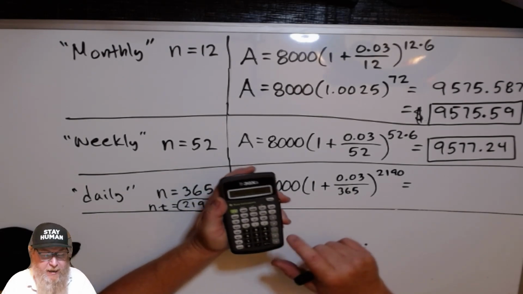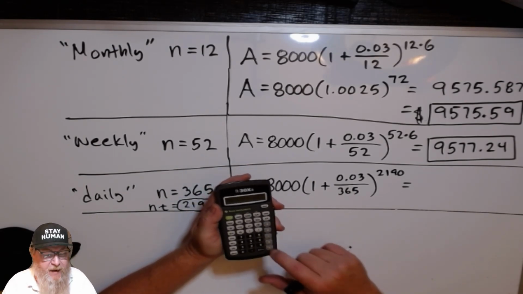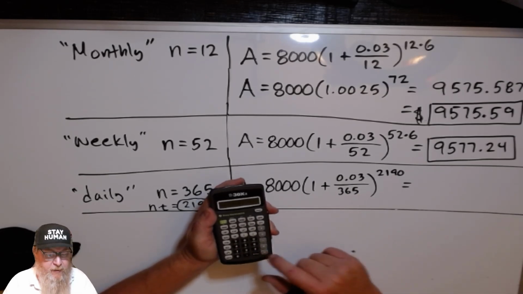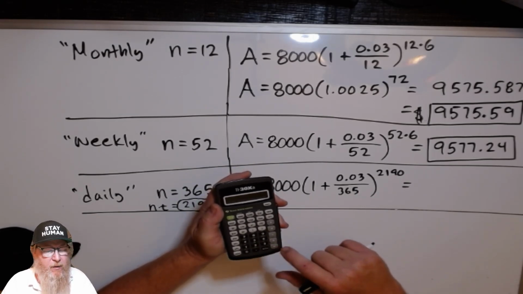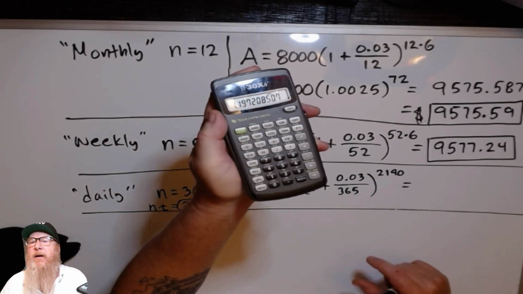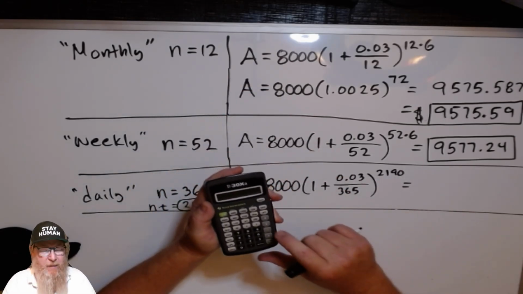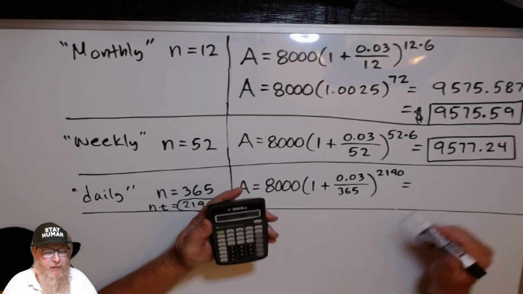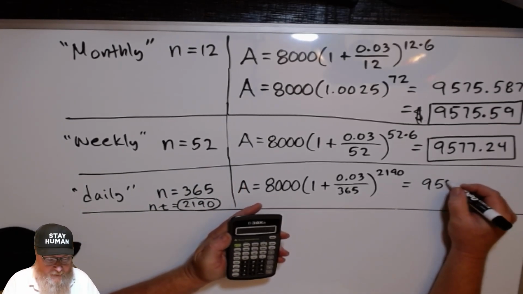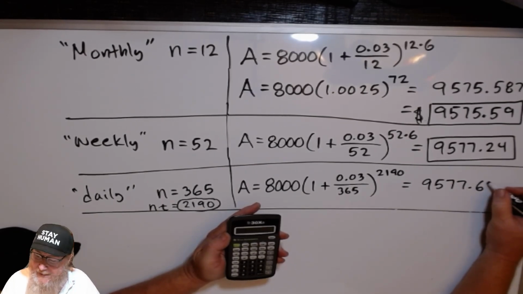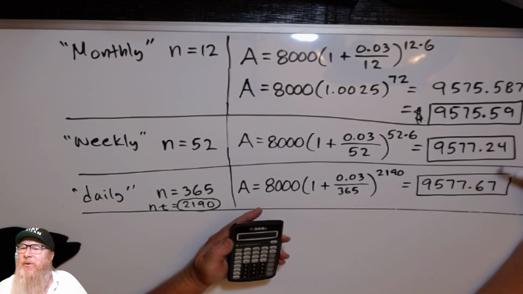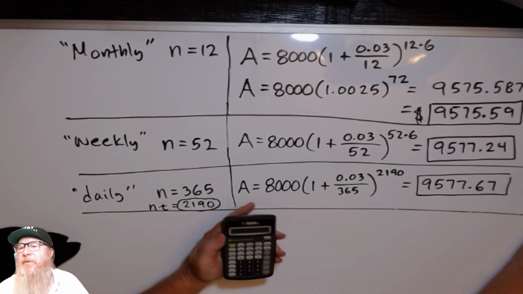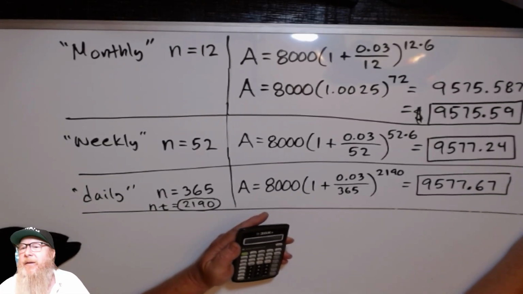So 0.03 divided by 365, then plus 1, all right? Then raise it to the 2190 power. There's my multiplier. It's pretty close to the same number, and then times 8,000. And this time I've got $9,577.67. So I've only increased it by about 43 cents. And that's with the rounding. I just did the rounding for you. All right.